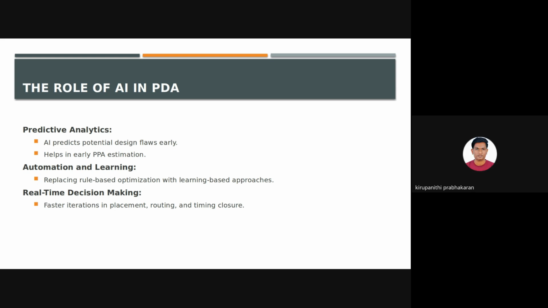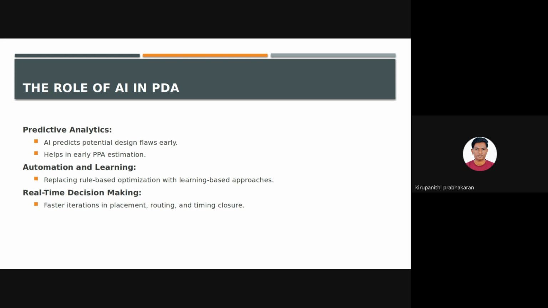The role of AI in power distribution optimization. Artificial intelligence is transforming the physical design automation process by introducing advanced methods that significantly enhance efficiency, accuracy, and adaptability. AI leverages predictive models, automated learning systems, and real-time decision-making capabilities to overcome the challenges faced by traditional methods.